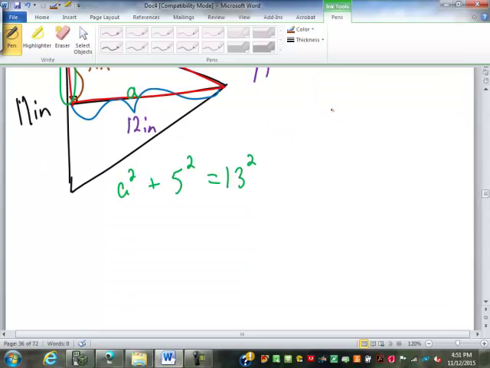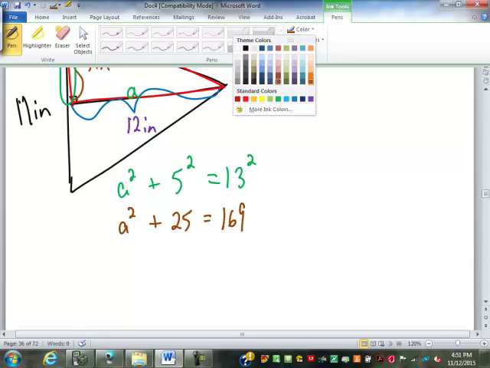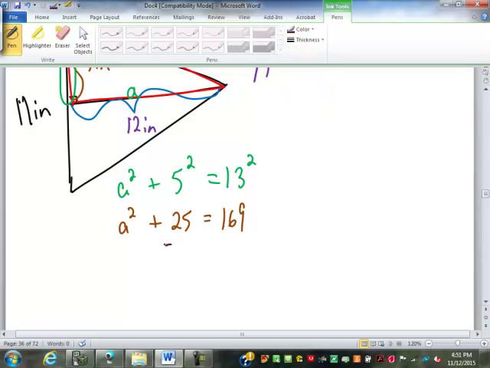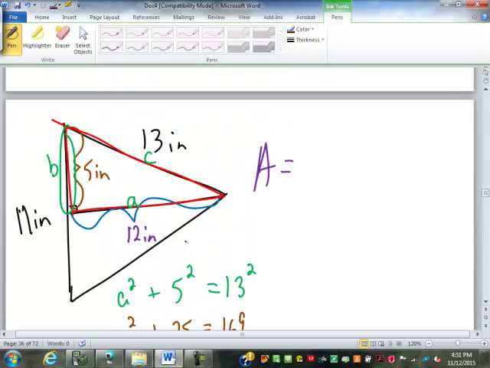Let's go through the work. A squared, 5 squared is 25. 13 squared is 169. Why is it 13, not 11 squared? My diagram's different than yours. Okay. Everybody see where the A being 12 comes out to be here? You want me to finish that calculation?